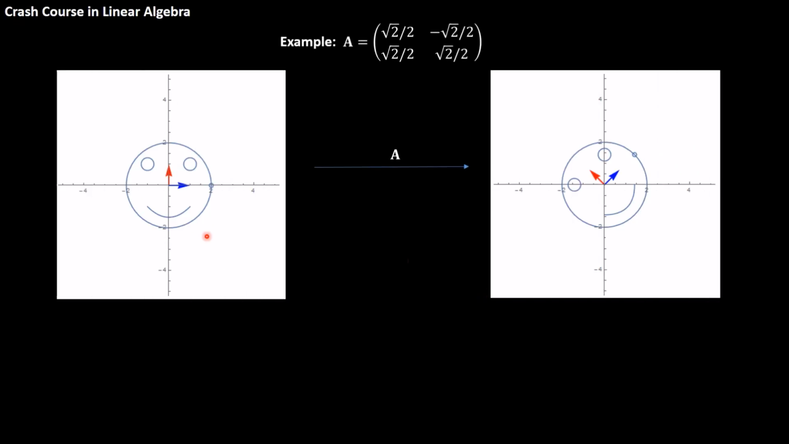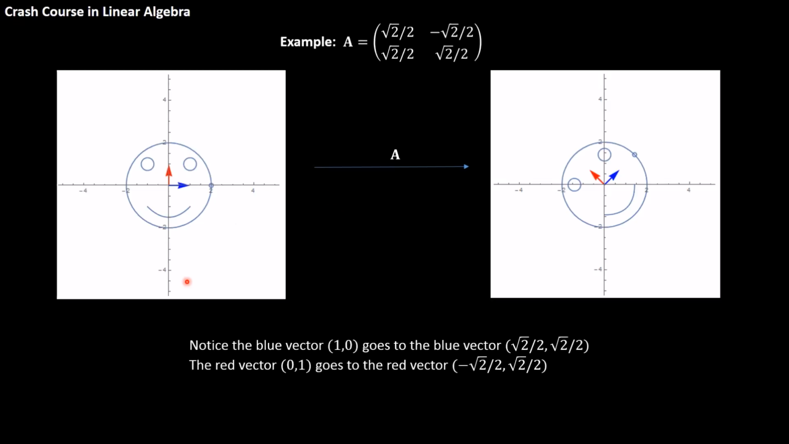Imagine the Euclidean plane with a smiley face in it, and let's also label the two unit vectors (1, 0) and (0, 1), and they are blue and red respectively. What happens when you multiply vectors and points by our matrix A is they map to a place on the Euclidean plane that's in a new location. And it turns out that A does this in just such a way that any image here is rotated counterclockwise by 45 degrees. So let's see how exactly that works.